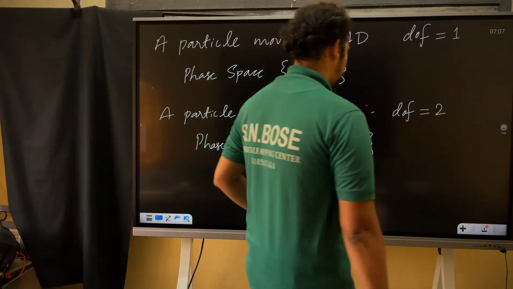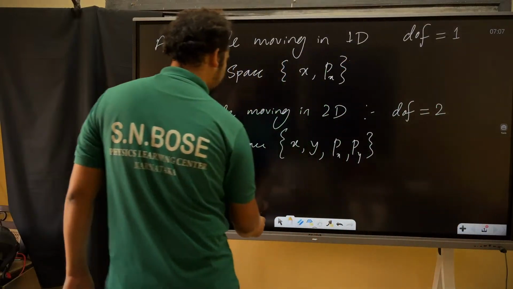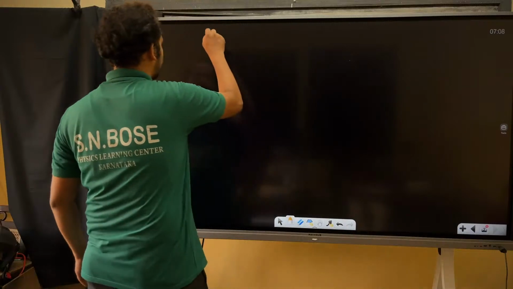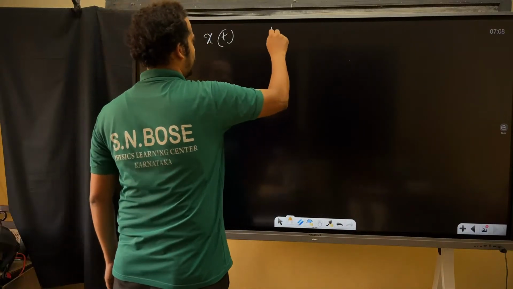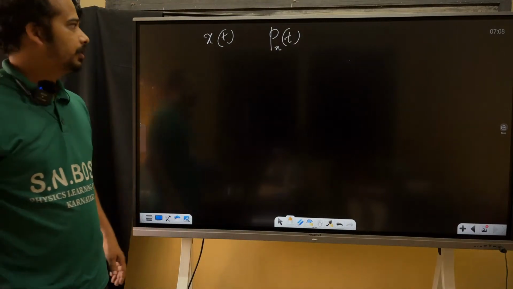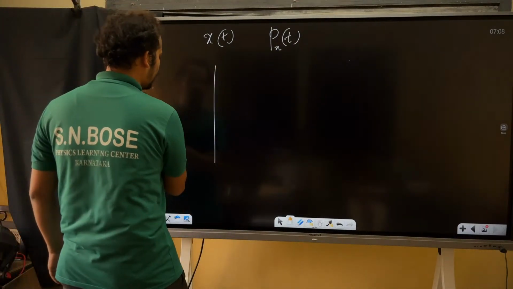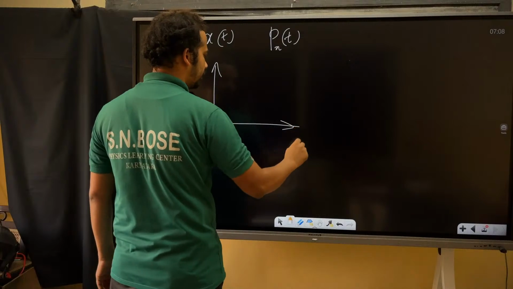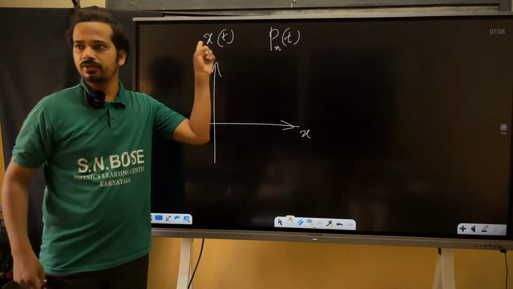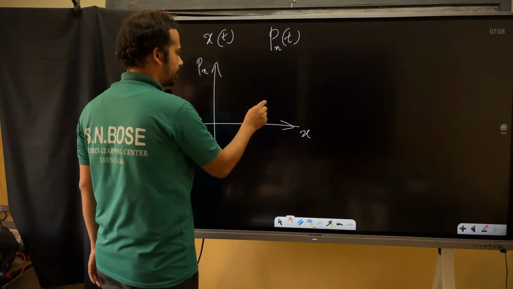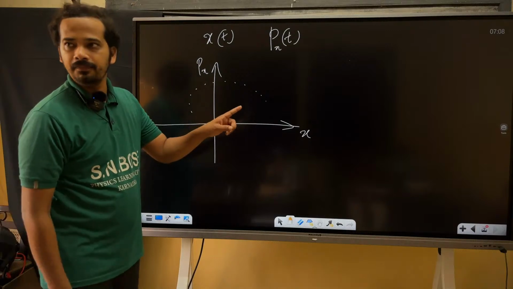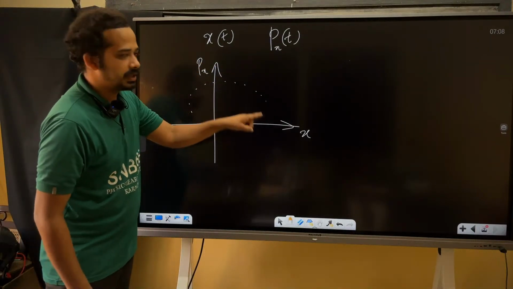Usually when you solve the problem, you will find x as a function of t and px as a function of t, usually using Newton's second law or something. Then if you draw a trajectory at different times, suppose this is x here and this is px here, at different times these take different values. Those will be these points, at different times.